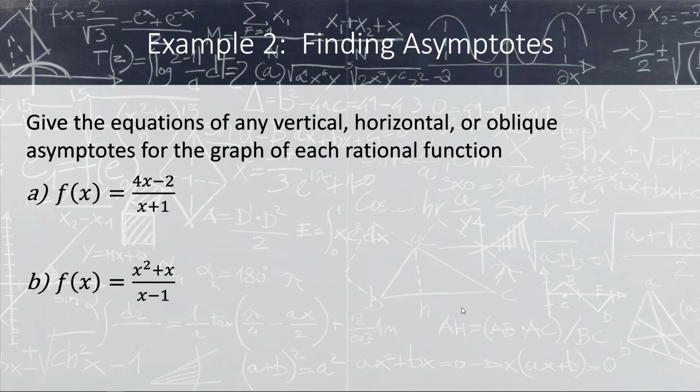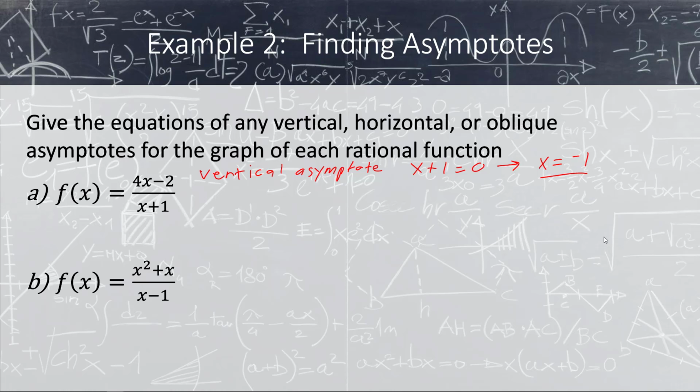And this brings us to a couple of examples. And here is the first one. Here we want to find the horizontal, vertical, or oblique asymptote of, in the first case, 4x minus 2 divided by x plus 1. Okay, so how do we find our vertical asymptotes? Well, we set the denominator equal to 0. So that will be x plus 1 is equal to 0. And when we solve that, we have that x is equal to minus 1. This right here is our vertical asymptote.